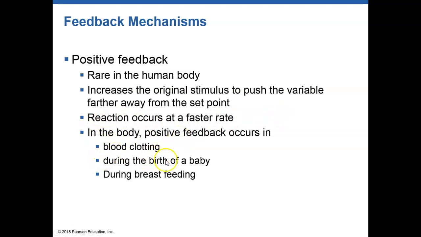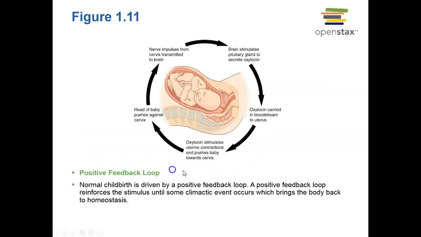So I like to use birthing as my example. And so here's an example of a positive feedback loop. When the baby is ready to be born, you will have hormones being released. The hormone is called oxytocin. It's released both by the baby and by the mom. Oxytocin is released from the hypothalamus, and it stimulates uterine contractions.